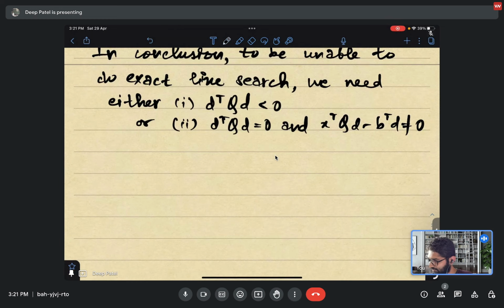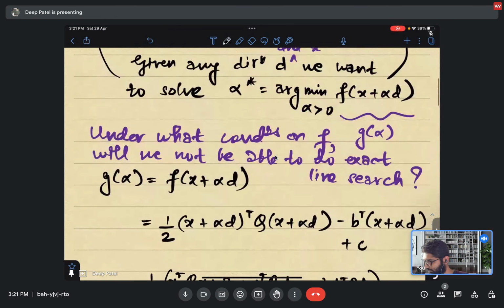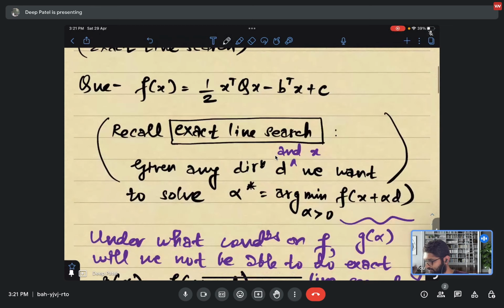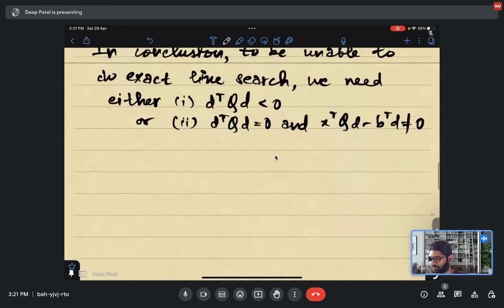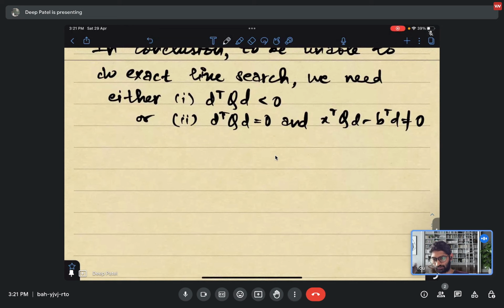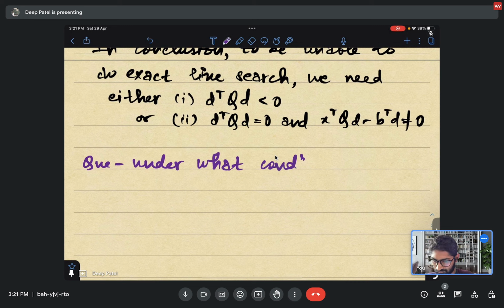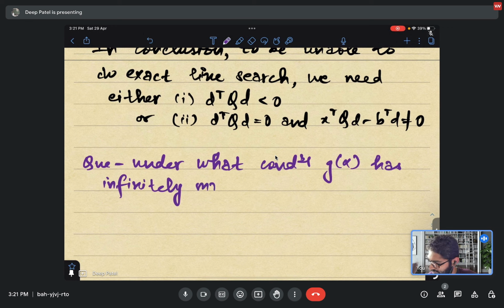So this was a case where we wanted to do an exact line search and we were looking for conditions under which we will not be able to find this alpha at all. There could also be situations where we would have a lot of alphas to choose from. So for example, under what conditions does g of alpha have infinitely many solutions.